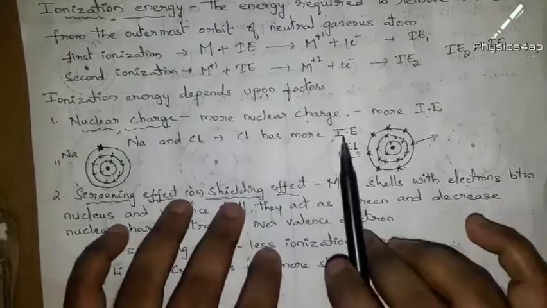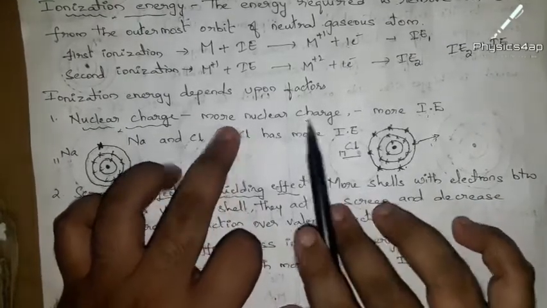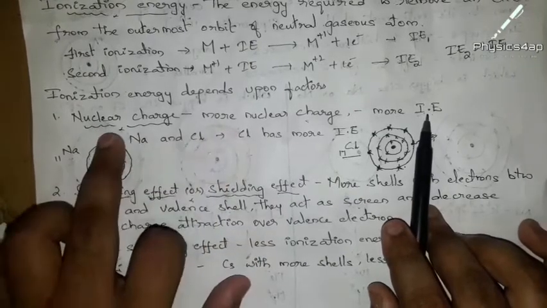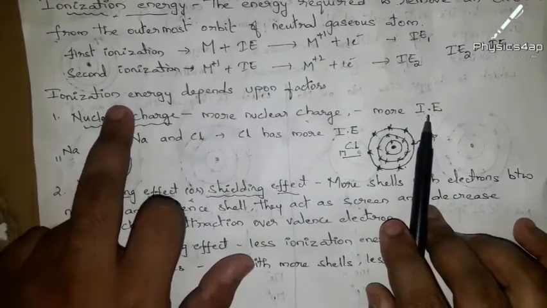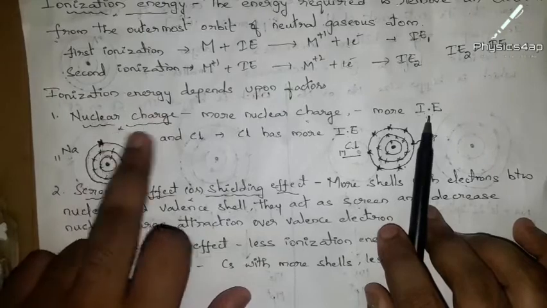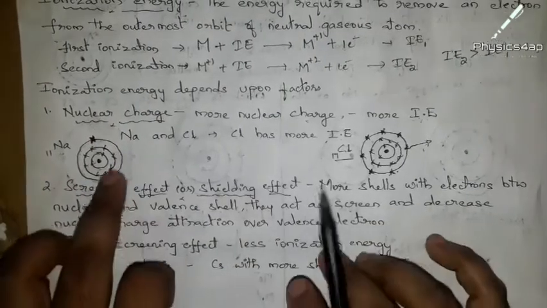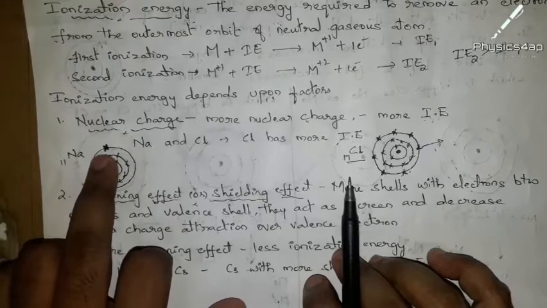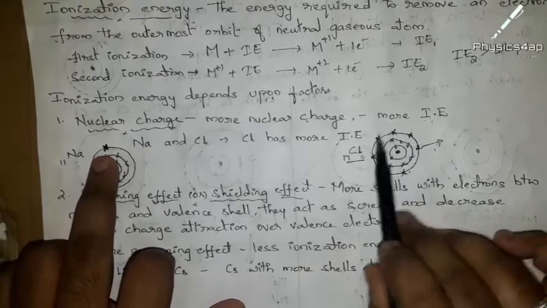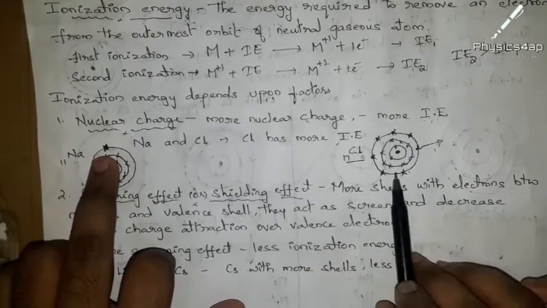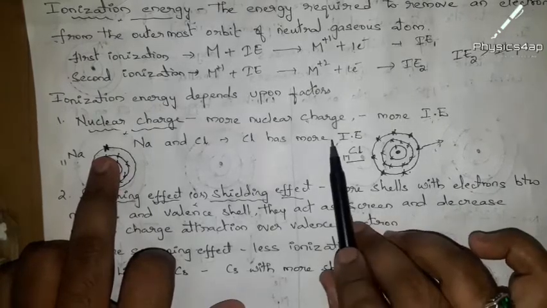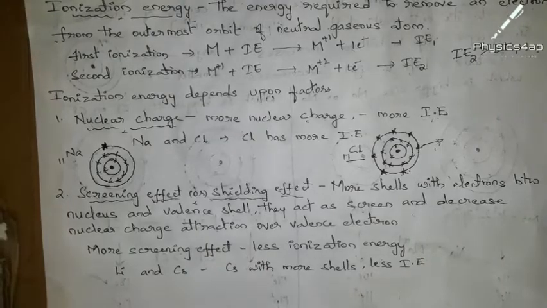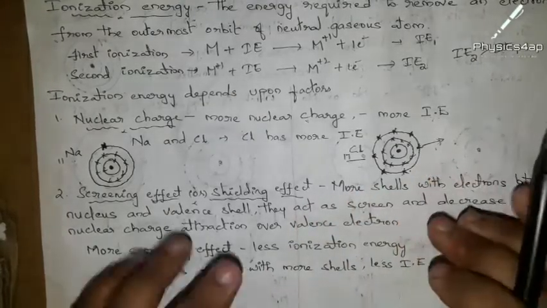So that is one of the factors on which ionization energy depends, which we call the nuclear charge. In sodium we have one electron which can be easily removed, but in this case there is more nuclear charge, that is more unity of strength, so it becomes more ionization energy and it is difficult to remove an electron. So in chlorine also it is difficult to remove an electron in the outermost orbit. So this is about the nuclear charge.